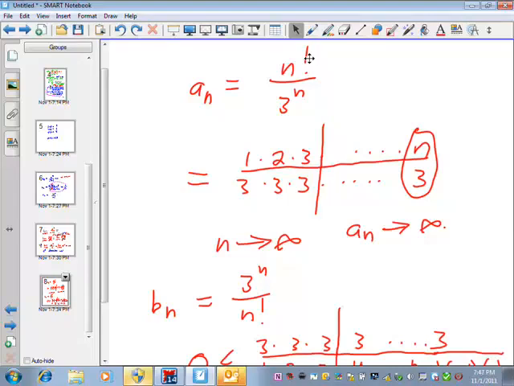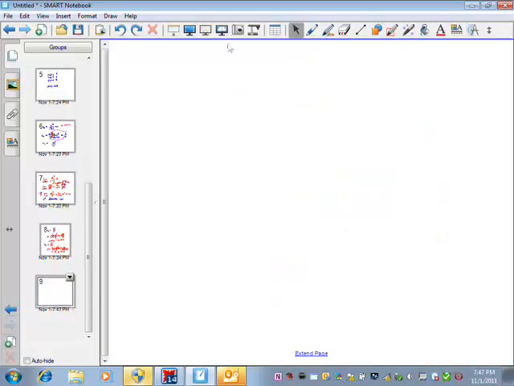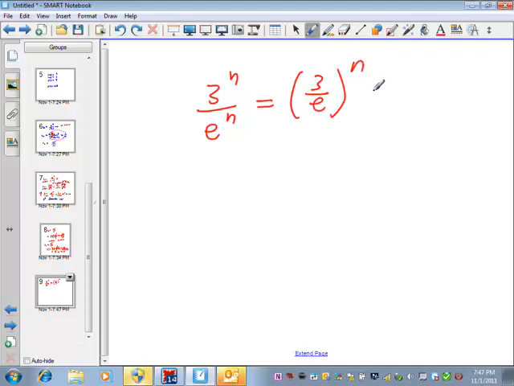We'll talk about it at the break. And then 3 to the n over e to the n. That's an important one. Now we're comparing two sequences in the same class. Where does that go? 3 is larger than e. That's right.